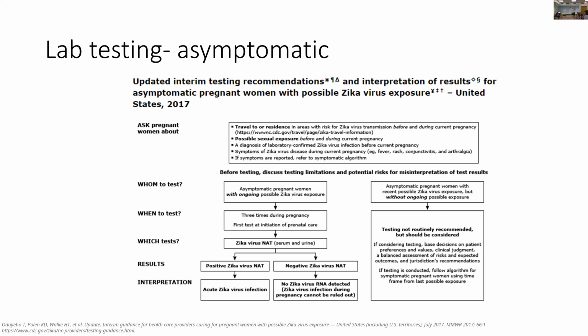Otherwise, if they're asymptomatic with ongoing exposure to Zika, so if you've got a woman who's living in an endemic region in, say, Brazil, then you would test them 3 times during the course of pregnancy, first at the initiation of prenatal care. You should do the PCR test on both serum and urine. If it's positive, that would be an indication of acute Zika infection. If it's negative, then that would be evidence that they don't have an acute Zika infection.